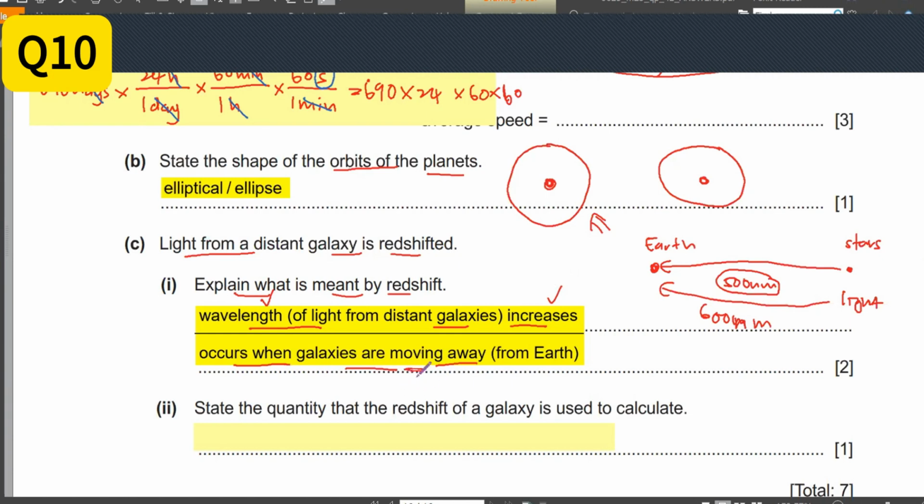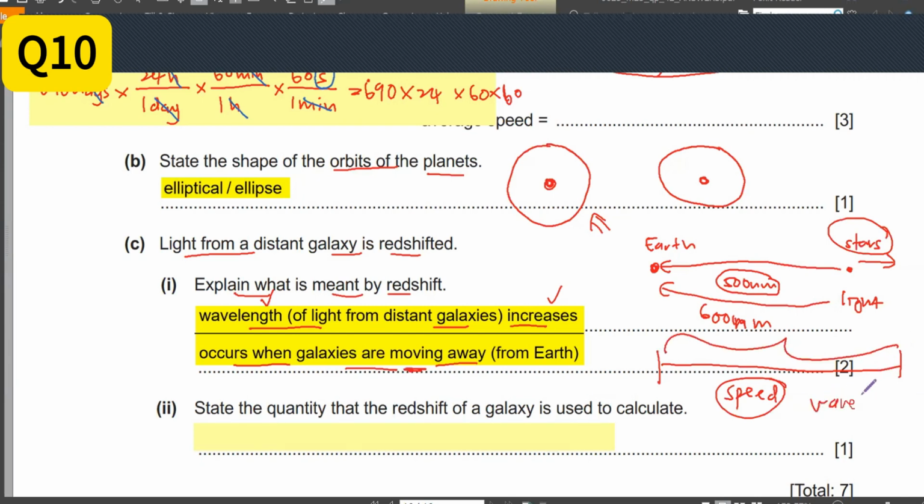It is when the stars are actually moving away from us. As it is moving away from us, the distance is increasing. The speed of light is constant, so when the distance is increasing, the wavelength will increase. Basically, it's the same wave, but it needs to travel a longer distance. What we detect is the wavelength increasing. So that's the idea of the redshift.